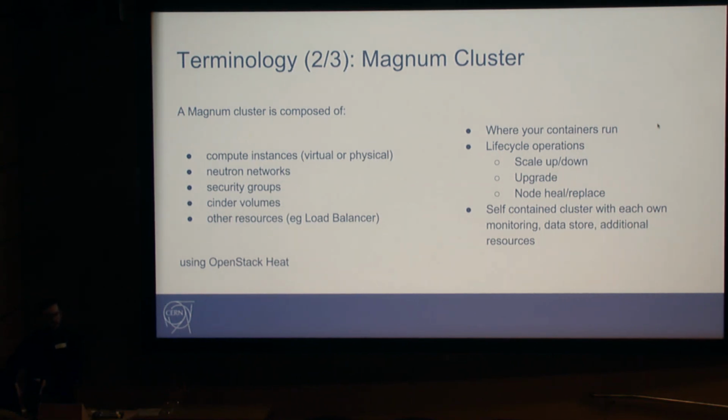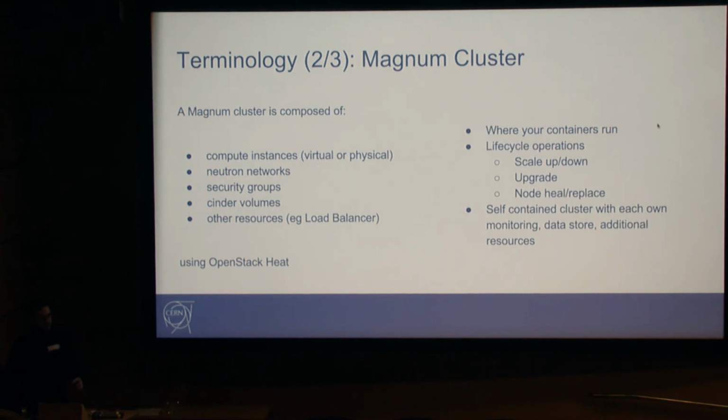The cluster is where the workload is running, and Magnum focuses on lifecycle operations of these clusters. For now we support scale up and down, and for the next release hopefully we aim for rolling upgrades of the clusters and cluster healing and node replacement. So if a node is bad, you just replace it, you don't fix it.